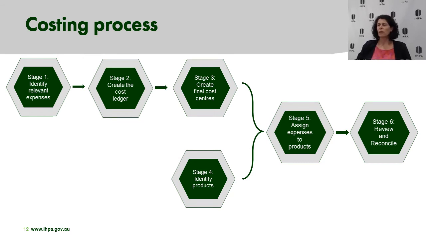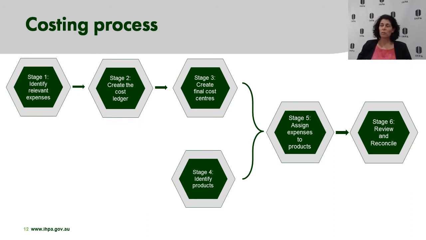Stage 5 is getting the costs from the cost centres within the system and linking those to the products, whether it be the cost associated with a particular pathology test, and then also grouped up into the episode level.